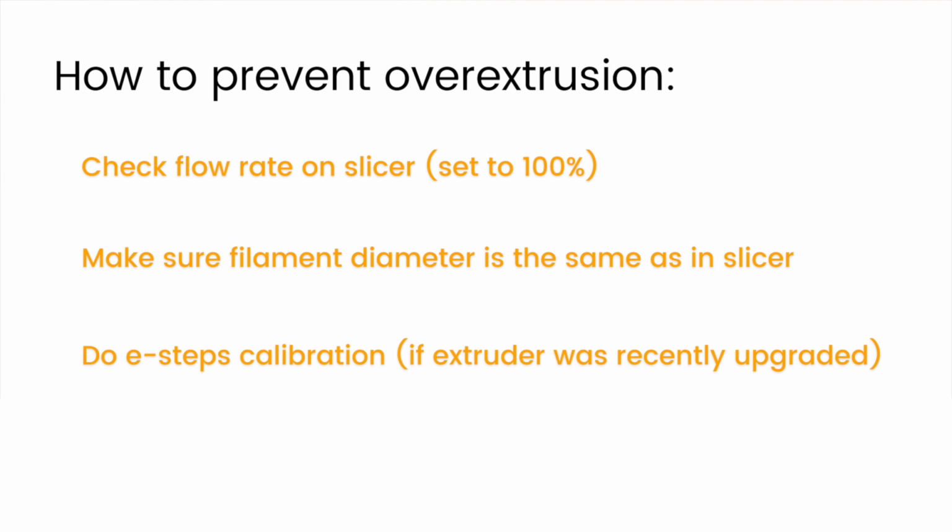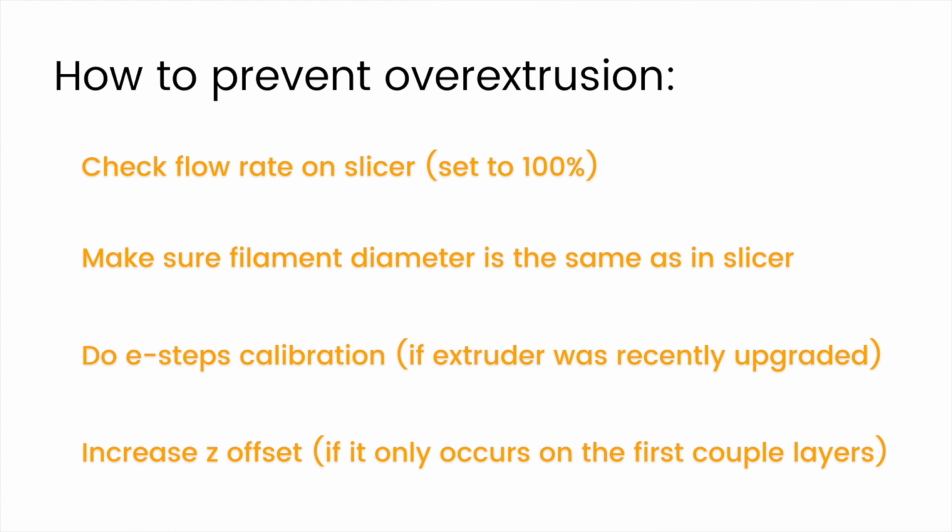If you're noticing over-extrusion on just the first layer or the first couple of layers, then one thing you might want to do is increase your Z offset to make the first layer print a little bit farther away from the build plate.